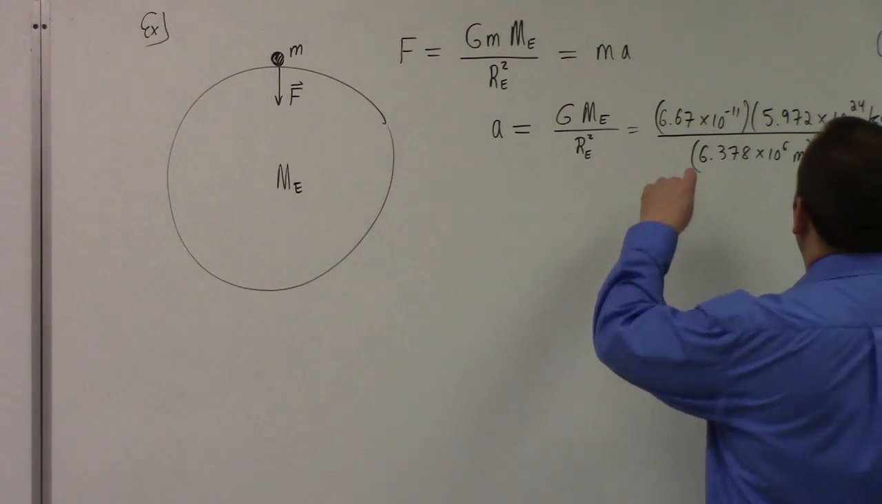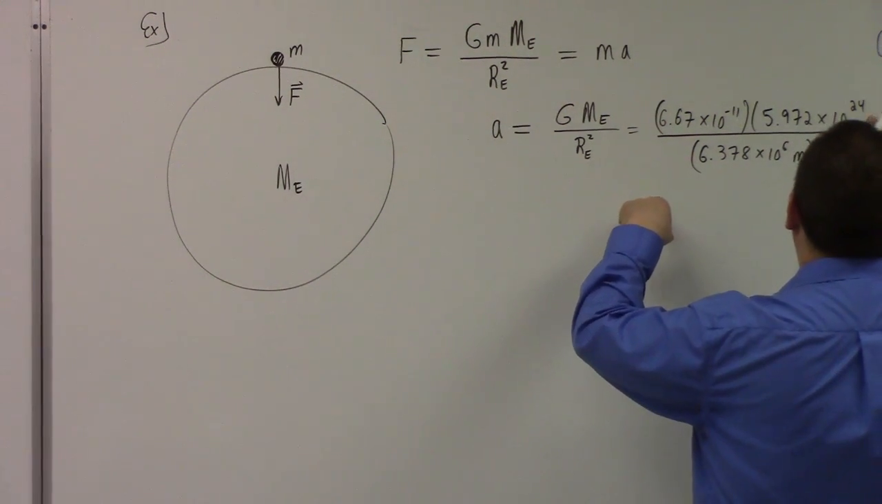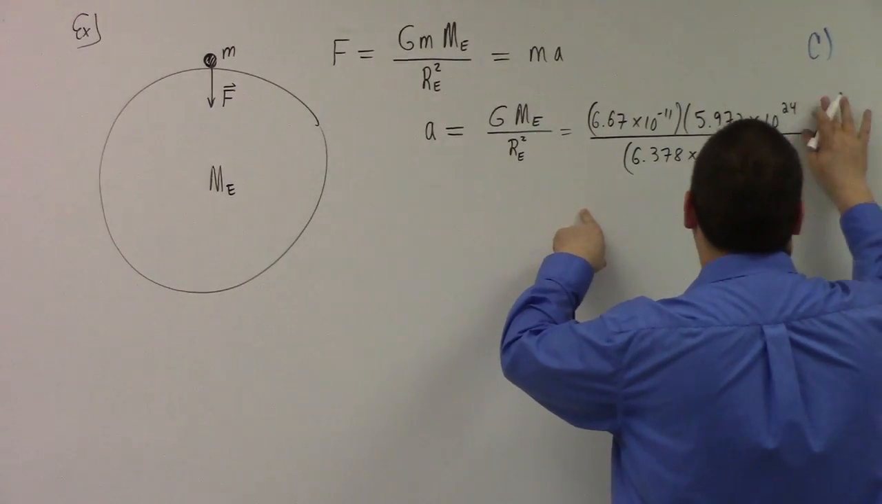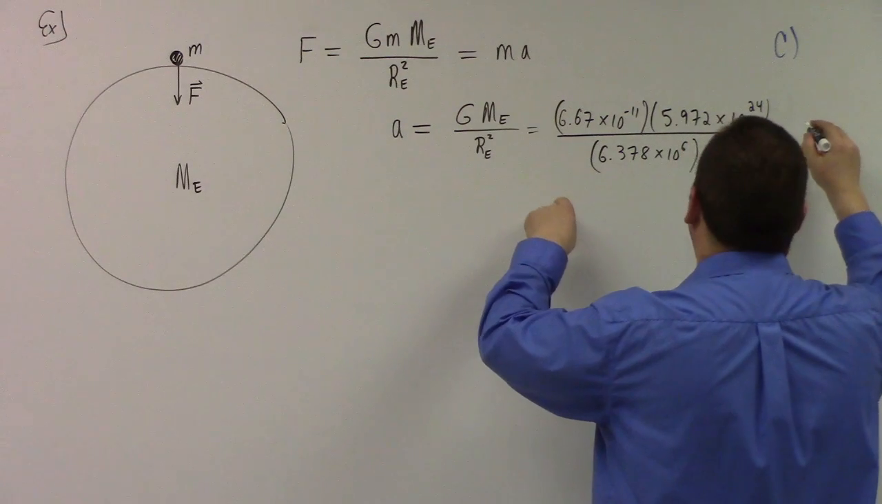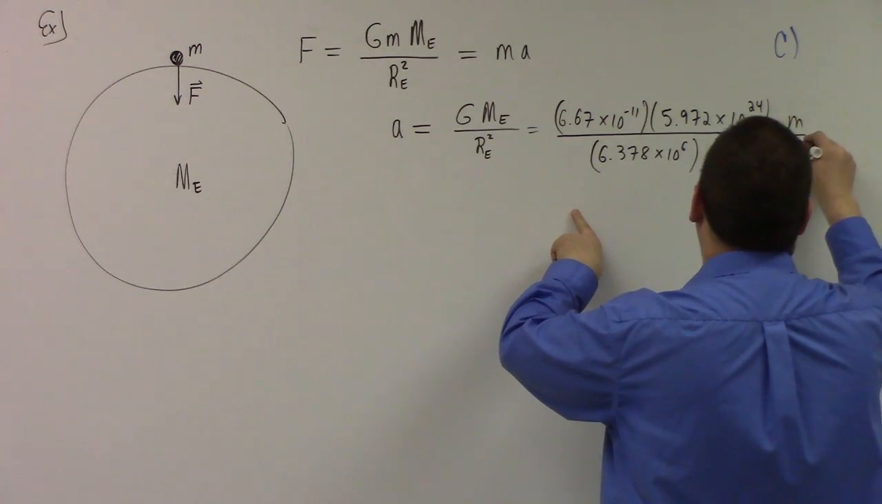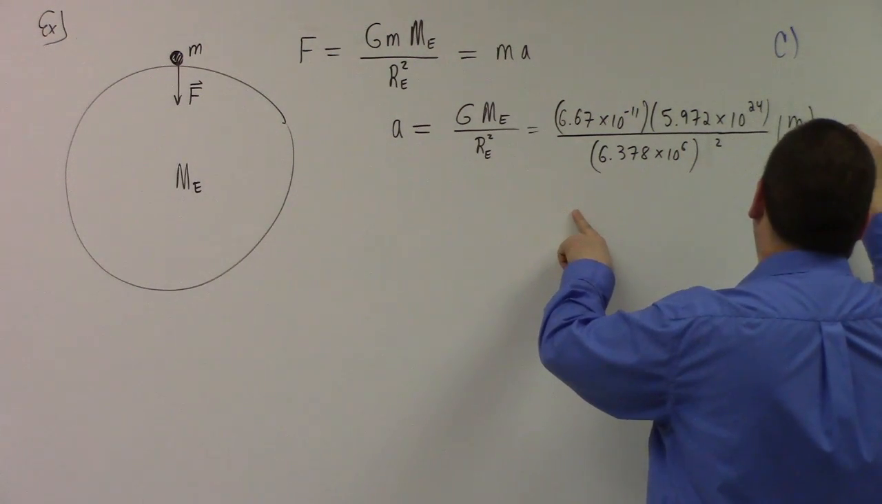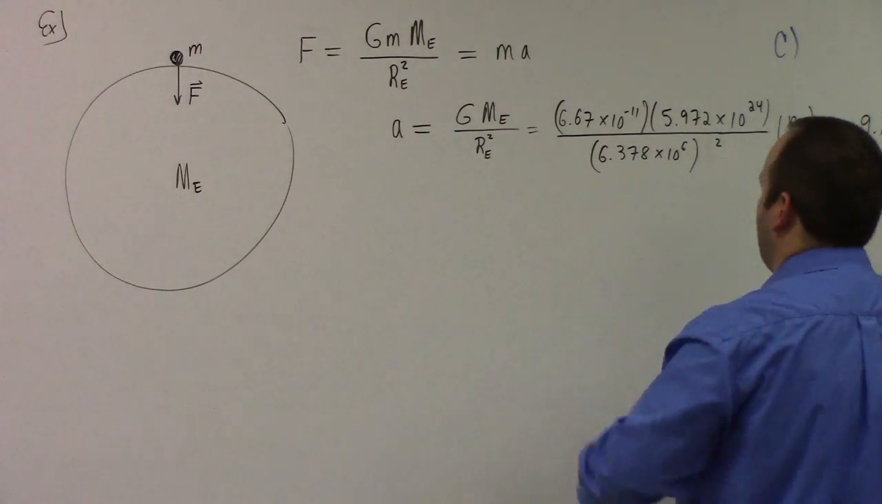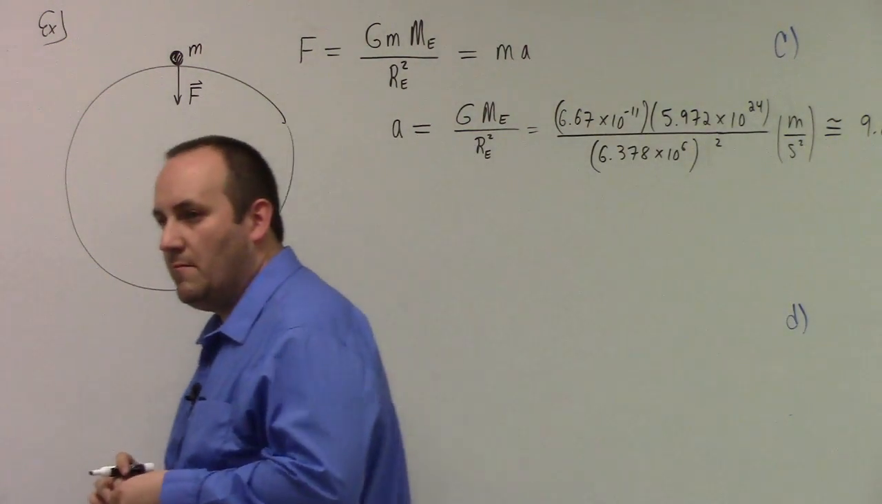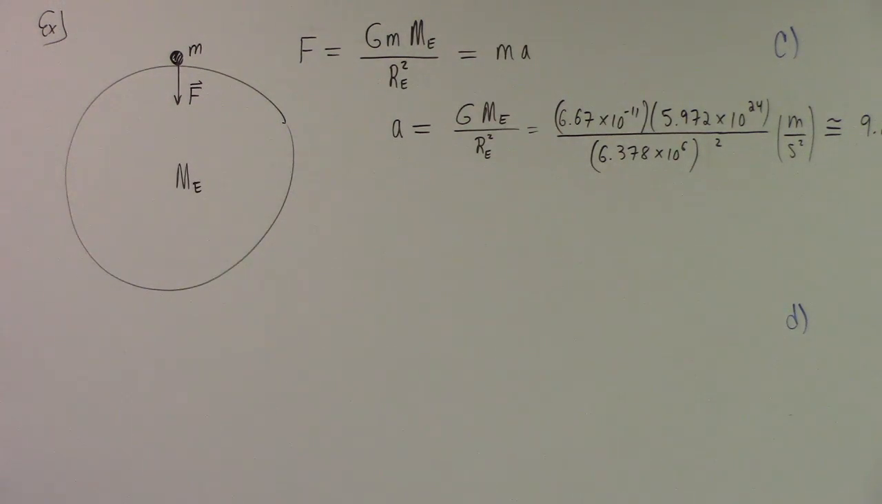All right, actually, so the masses, let me get rid of these pesky multipliers here. So the units work out to what? Meters per second squared, right? And this is approximately 9.8 meters per second squared, which we have talked about before, yes?